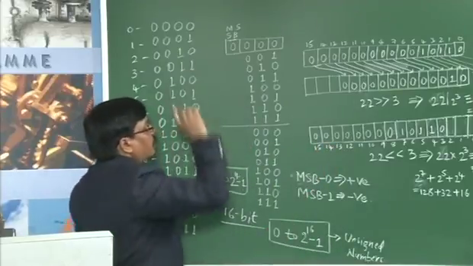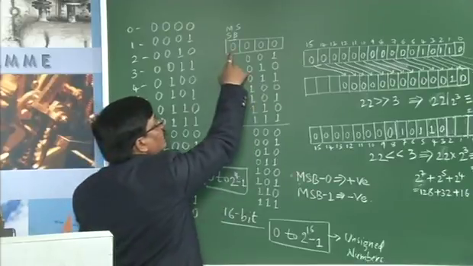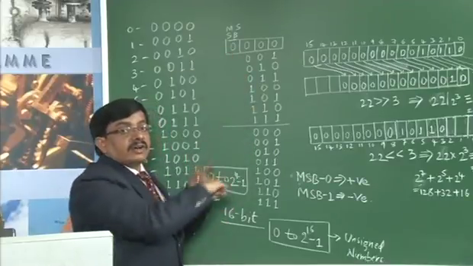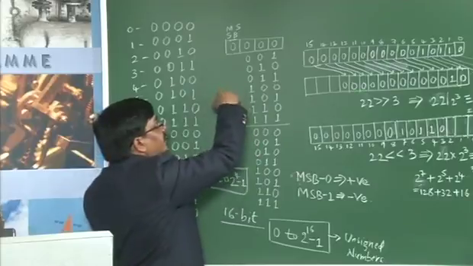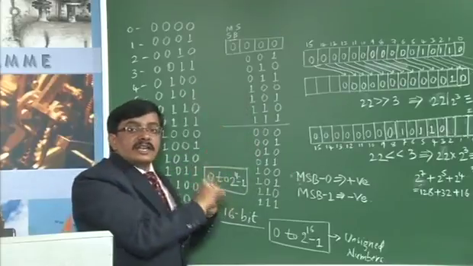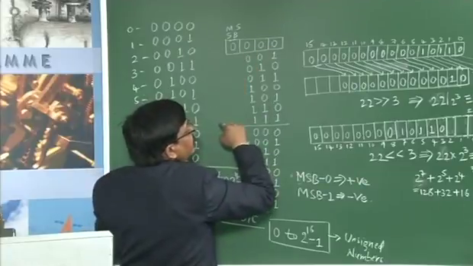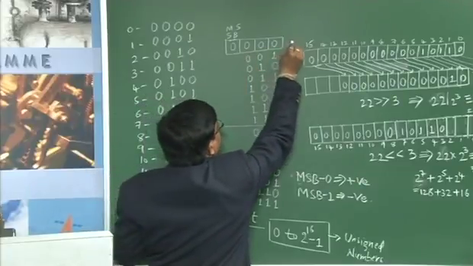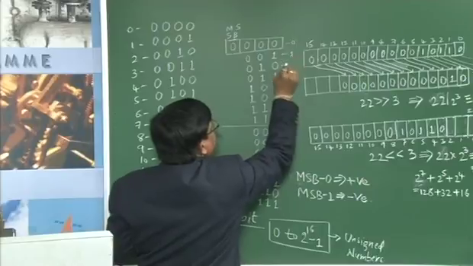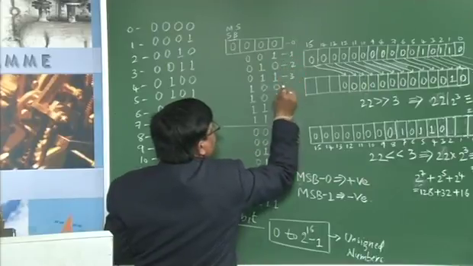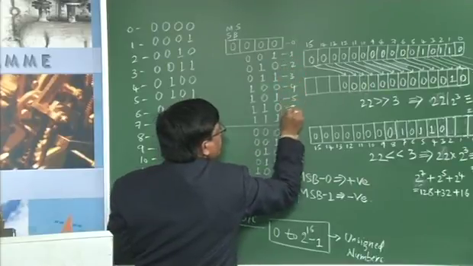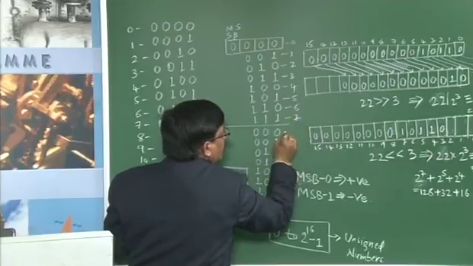Now if I have a 4-bit machine, this bit is reserved for the sign bit. I cannot gather any value from it. It just says whether the number is positive or negative. Among the remaining 3 bits, what are the possible values I can have? This corresponds to 0, 1, 2, 3, 4, 5, 6, and 7.